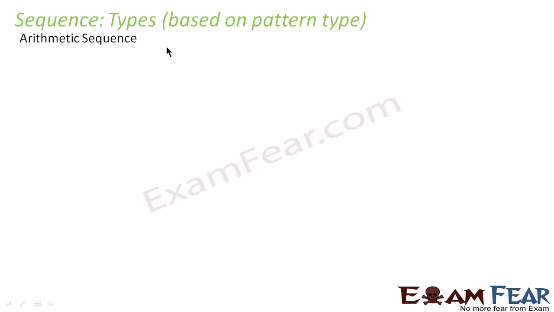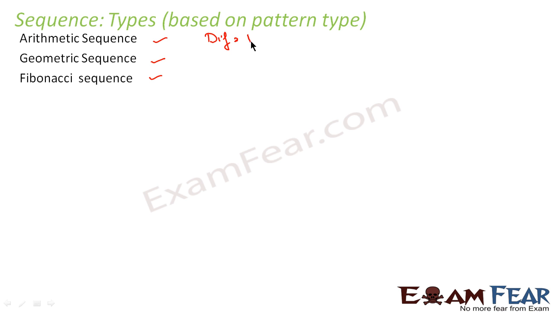We have arithmetic sequence, geometric sequence, and Fibonacci sequence. So based on pattern types, we have 3 types of sequences: arithmetic sequence, geometric sequence, and Fibonacci sequence. First, let me touch upon all these. In case of arithmetic sequence, the difference is constant. The difference is equal to a constant, that means a(n+1) minus a(n). You take any n element for this, the difference is constant.